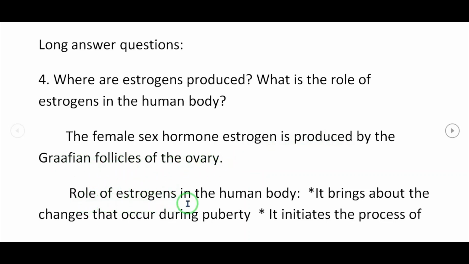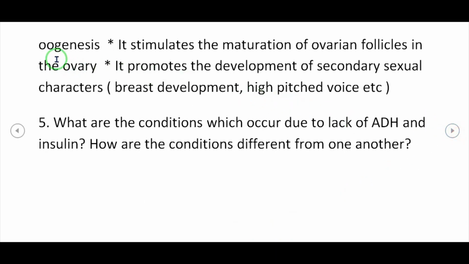Then, role of estrogens in the human body. First one, it brings about the changes that occur during puberty. Second, it initiates the process of oogenesis, meaning production of ova. Then, it stimulates the maturation of ovarian follicles in the ovary. Then, it promotes the development of secondary sexual characters, that is breast development, high-pitched voice, etc.